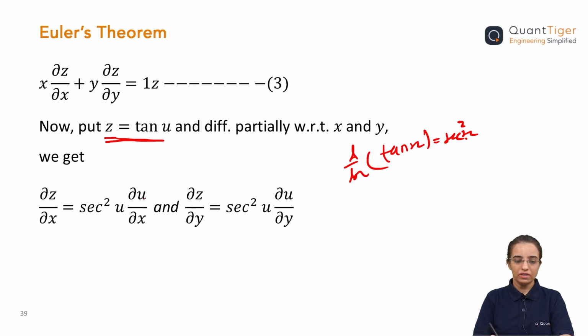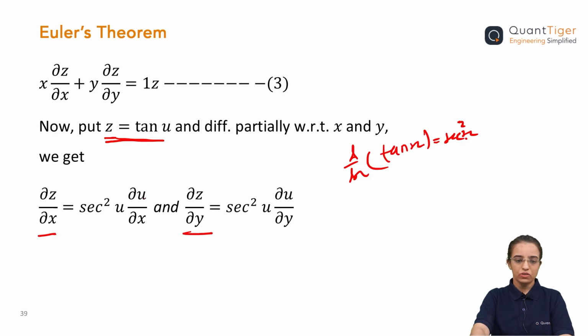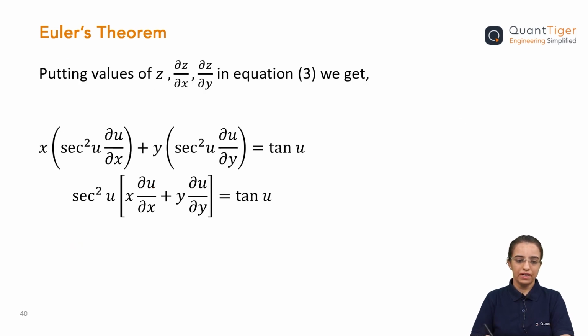So now we got these two values here. Simply what we can do is substitute those values in equation 3. So this is our equation 3, x into del z by del x plus y into del z by del y. In that, instead of this, I have put the values which I found here. So now the equation will become something like this, x into this whole value of del z by del x. I just kept it over here.